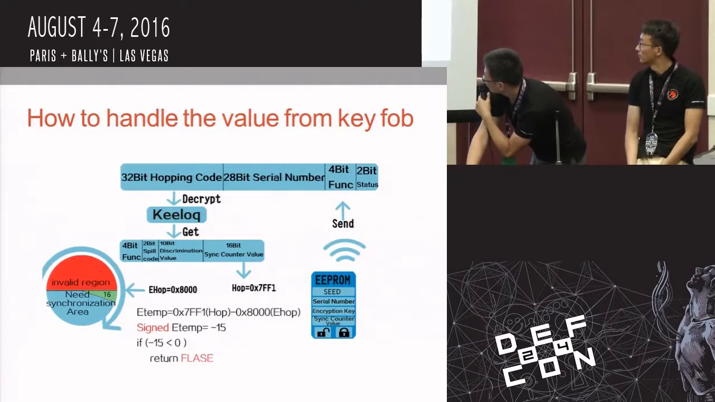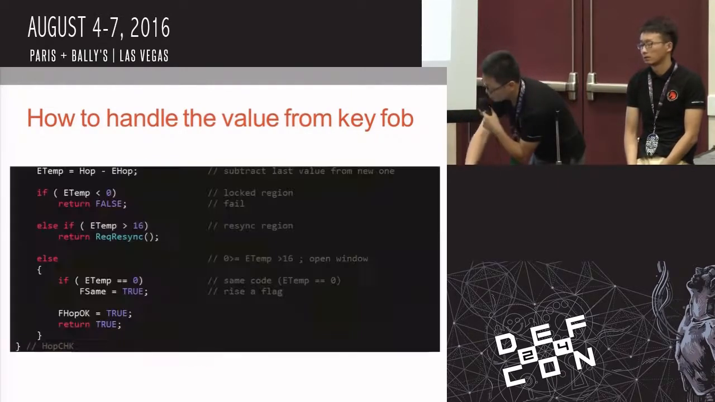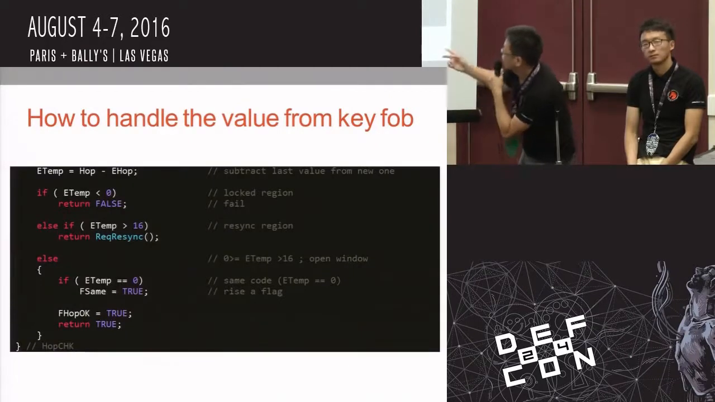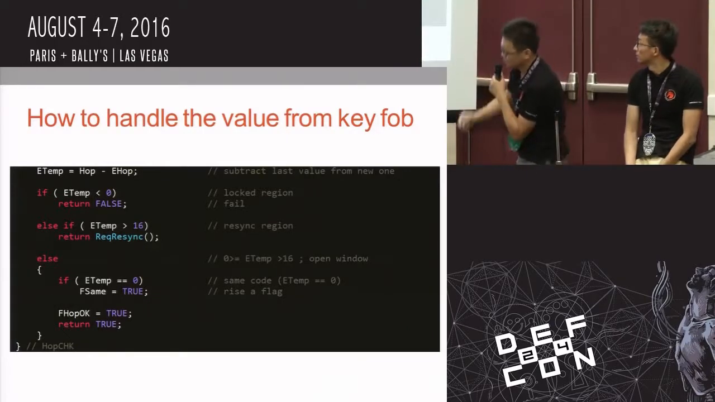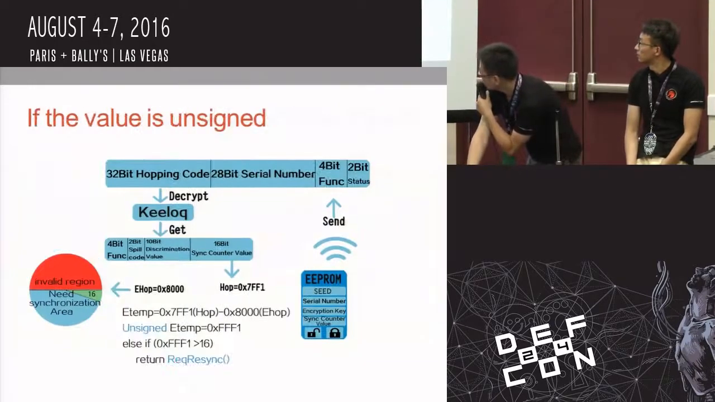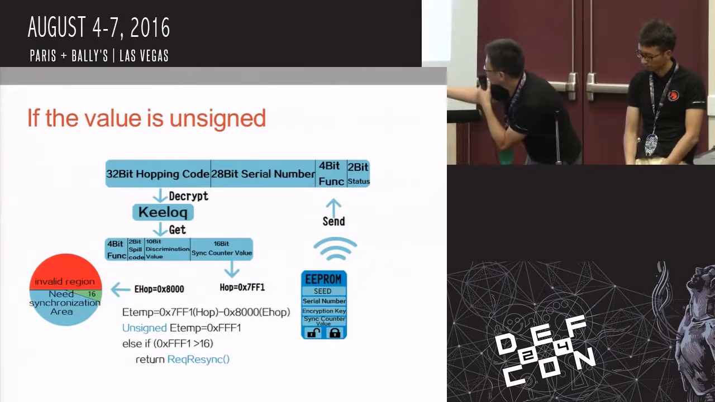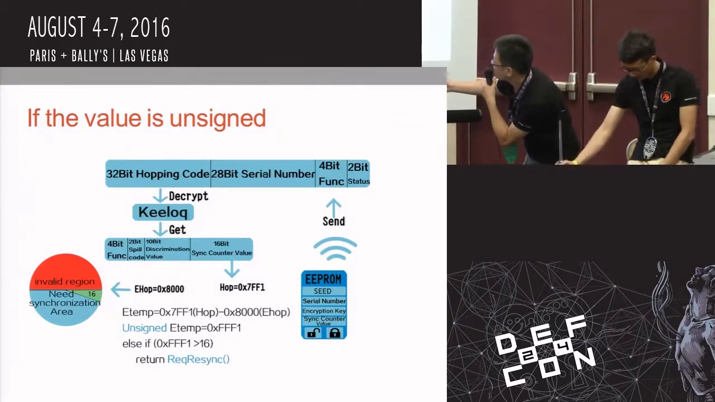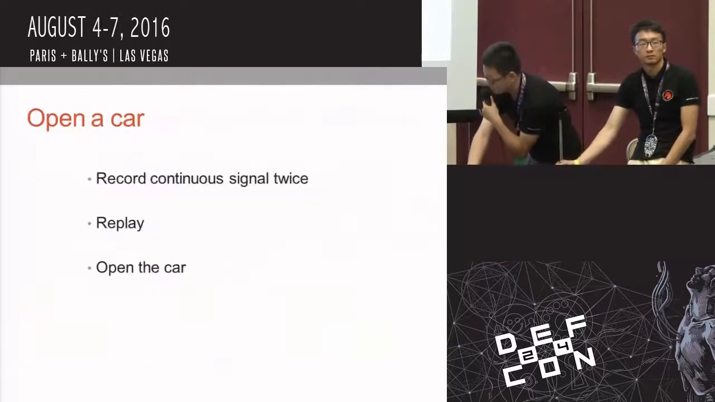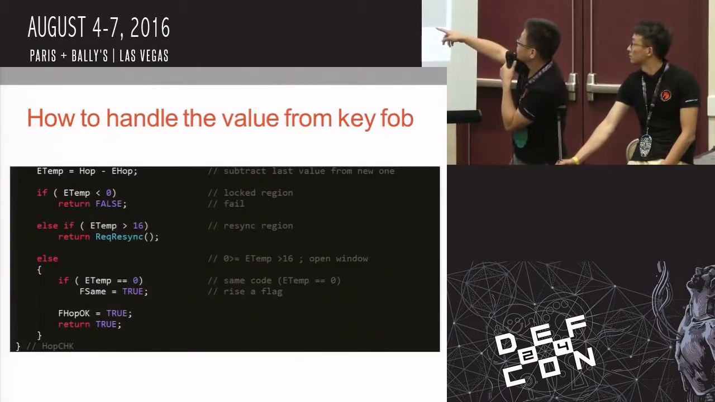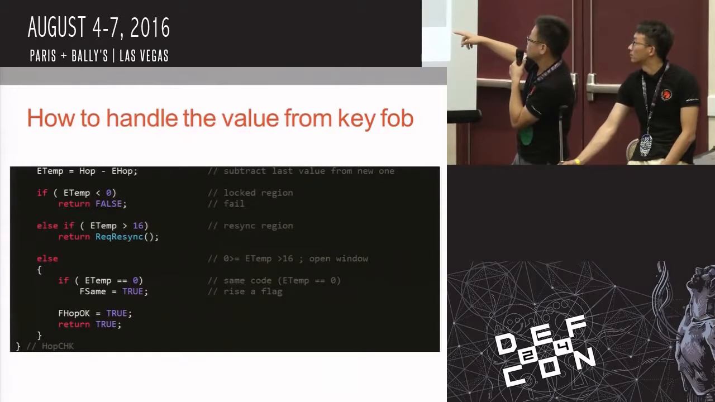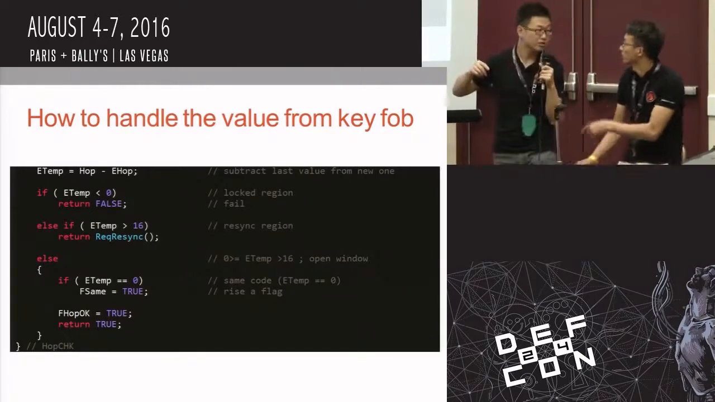Let's say that this is negative 15. So it is smaller than 0, so they will go to false. That's the correct thing. The next, if they define this value as an unsigned value, they will go to this request resync function.